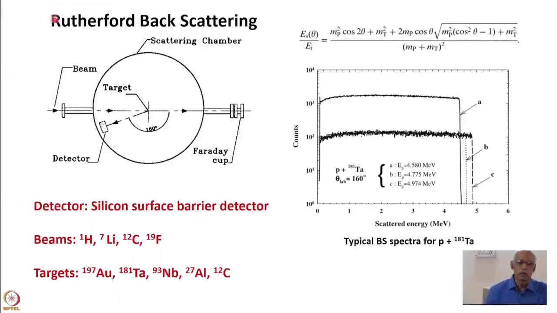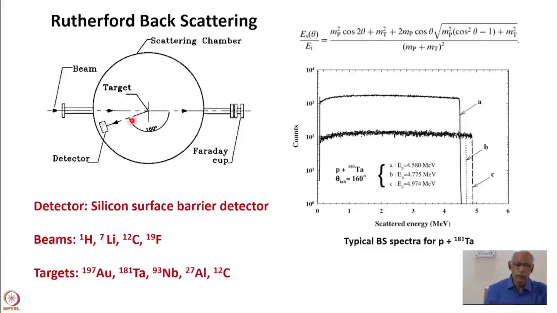So here we are doing the backscattering. As I said, I will give the example of a backscattering experiment to determine the K value in the case of OTR. We use a silicon surface barrier detector, and we use several beams of, for example, H1 hydrogen or proton, lithium-7, carbon-12 and fluorine-19, and several targets, which are mentioned here. That was to get more data points in order to get more accuracy.